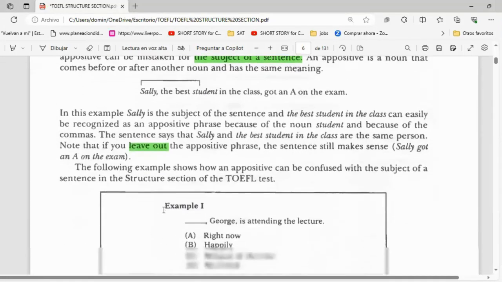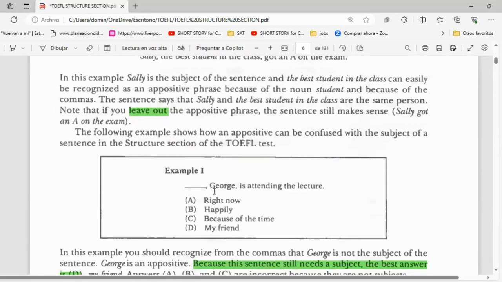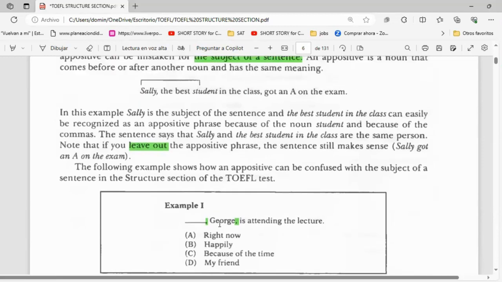The following example shows how an appositive can be confused with the subject of a sentence in the structure section of the TOEFL test. Here we got: George is attending the lecture. As you can see, there are two commas, so we can easily tell that this is the appositive. This is the extra information. So George is not the subject. George is the appositive. So what we need here to complete the sentence is a subject.